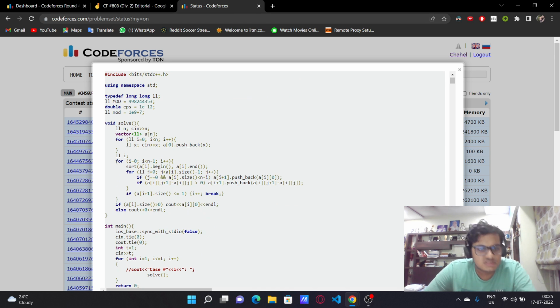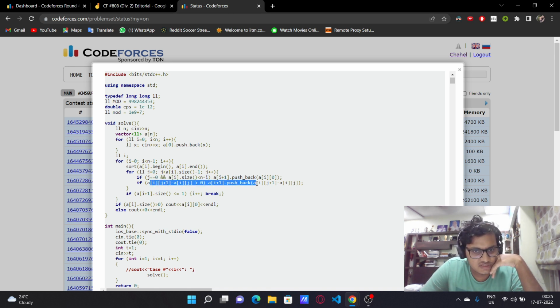Then we sort the vector to get it in increasing order. Then, as a corner case, we take the difference and check if the difference is greater than 0. If it's greater than 0, then we push it back, and we do one more check: if the size of a[i] is less than n, then we just push back the first element.